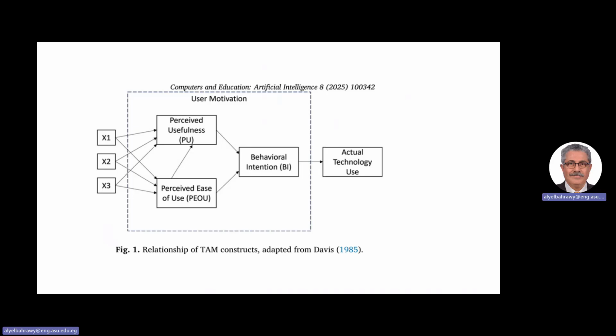This infographic shows the relationship of TAM constructs adapted from Davis 1985. We have user motivation with 3 rectangles here: perceived usefulness, PU; perceived ease of use, PE of U; and those construct behavioral intention, and behavioral intention leads to actual technology use. And of course, X1, X2, and X3 are different uses.